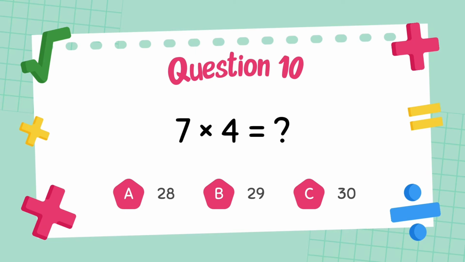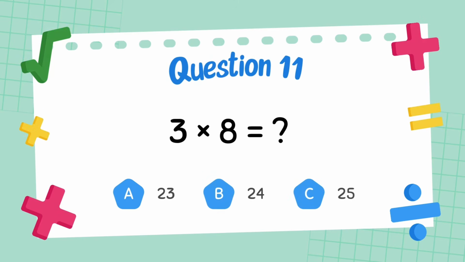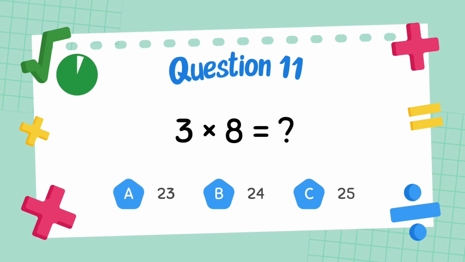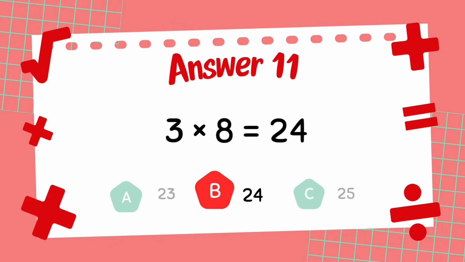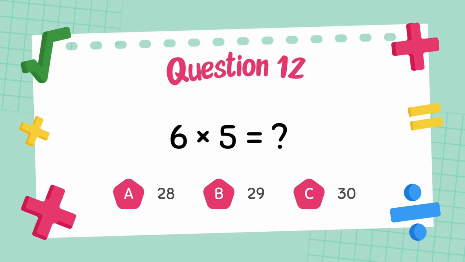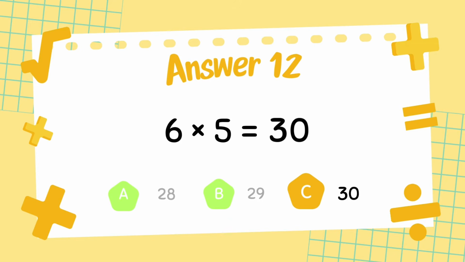What is 7 multiply 4? The answer is 28. What is 3 multiply 8? The answer is 24. What is 6 multiply 5? The answer is 30.